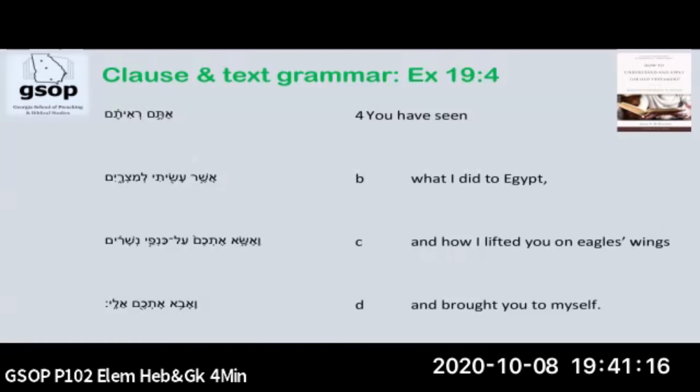You have seen. Well, that's not a complete sentence, it's a clause. Well, what have you seen? Well, what I did to Egypt. What did you do to Egypt? Well, it's how I lifted you on eagle's wings and brought you to myself. Well, we know the passage is talking about how God had miraculously, through Moses, carried the Israelites through the Red Sea, parted the Red Sea, and brought them to the other side, and then closed it off to destroy the Egyptians that were chasing them.